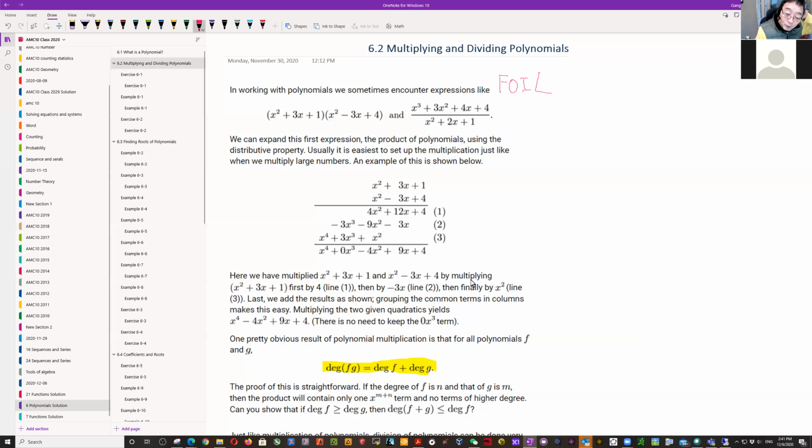And with a higher degree, basically, we use this type of multiplication. We line up each expression by descending degree. And on the top, when we multiply, the first line is this number multiplying the whole polynomial.